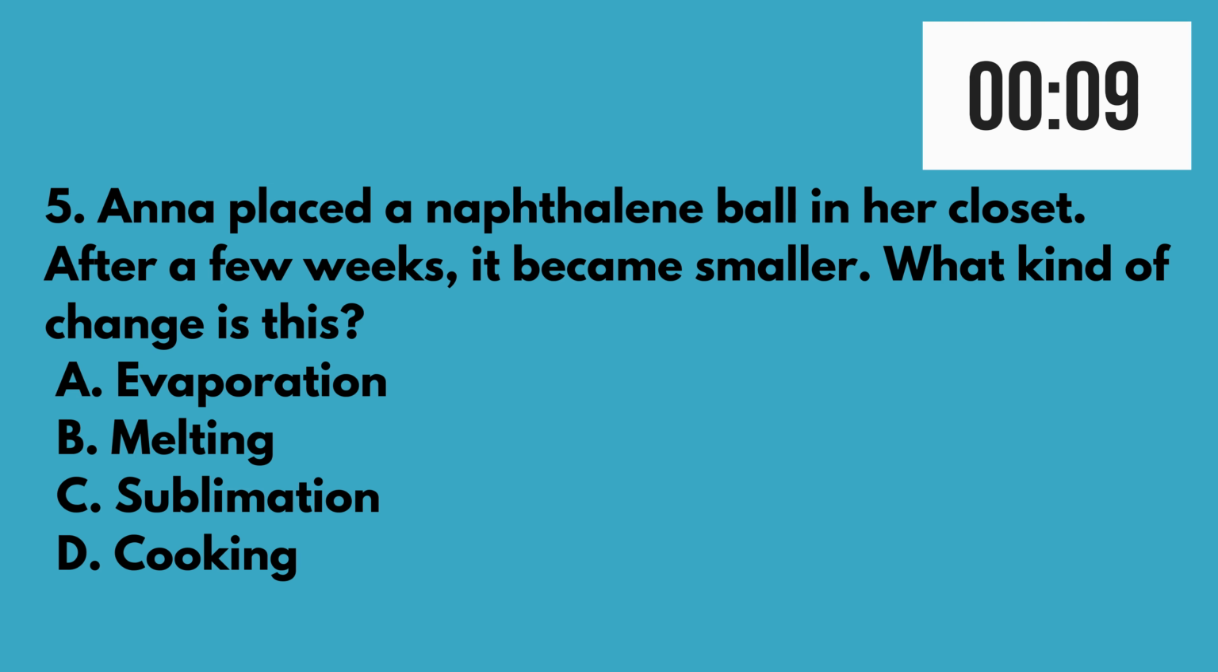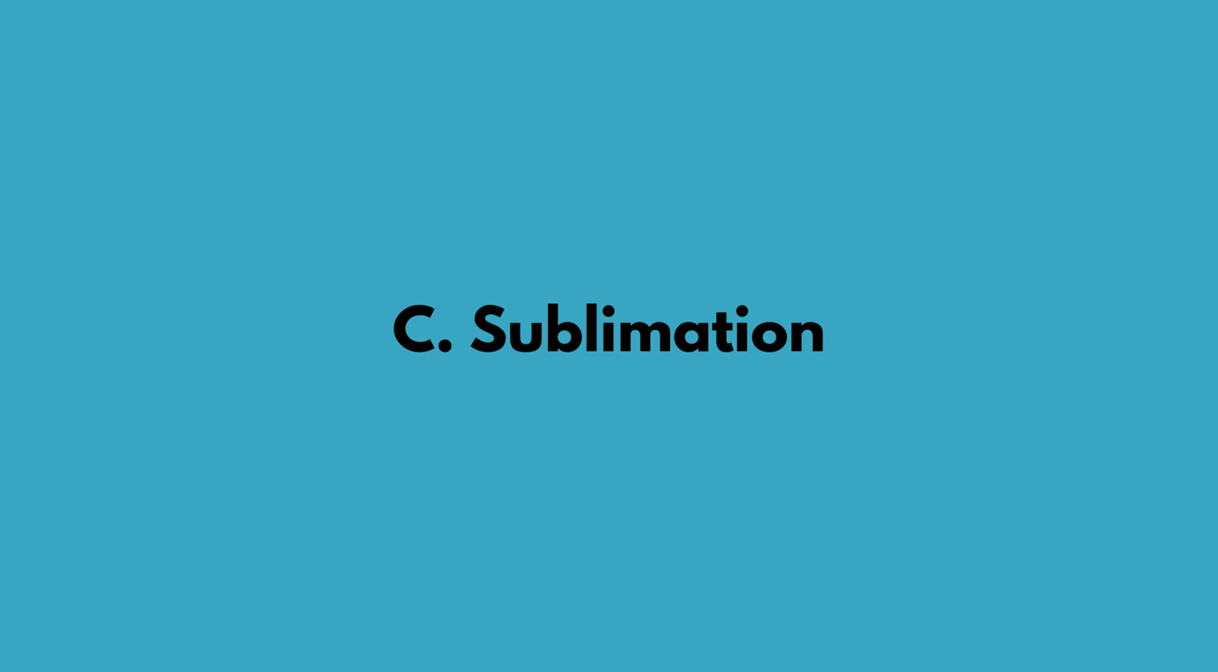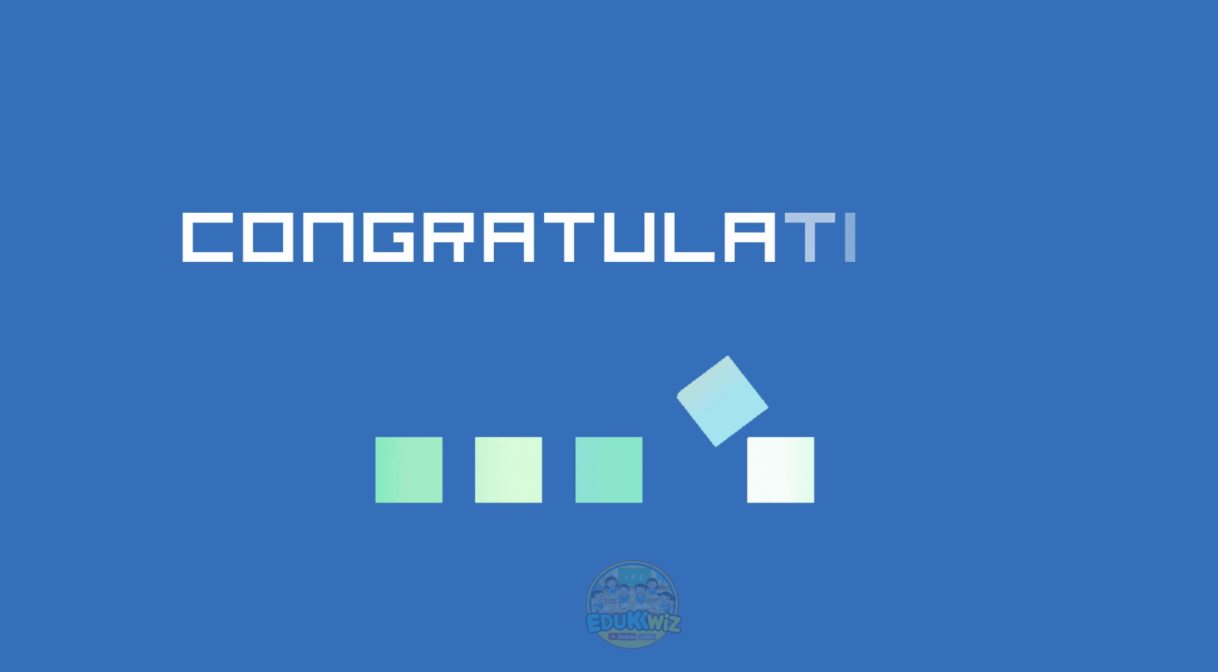Number 5. Anna placed a naphthalene ball in her closet. After a few weeks, it became smaller. What kind of change is this? A. Evaporation. B. Melting. C. Sublimation. D. Cooking. Correct answer: letter C. Sublimation.